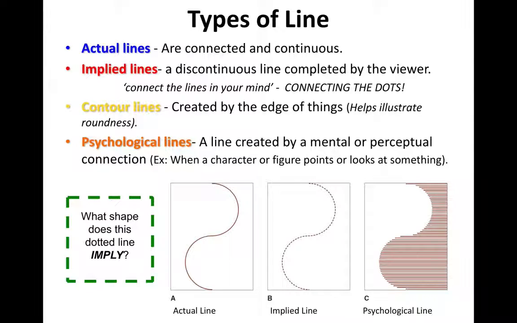Then we see contour lines. It's created by the edge of things, and it can help illustrate the roundness. We can also tie that into box C. So when we see the outer edge of these lines, we can see the contour edges of it, but these are all separate lines. When we look at box C, this psychological line, it is actually not these horizontal lines. It is the edges. It's this invisible line. See where that backwards S is located. We are just looking at that outermost edge, and we start to see it psychologically as a line, but there's no line there. There's no line being connected.